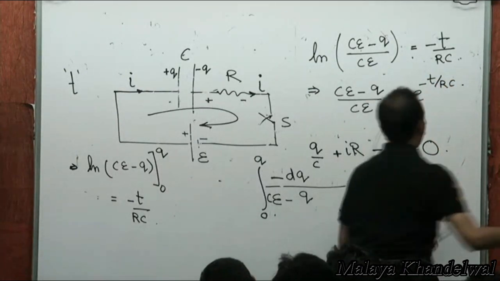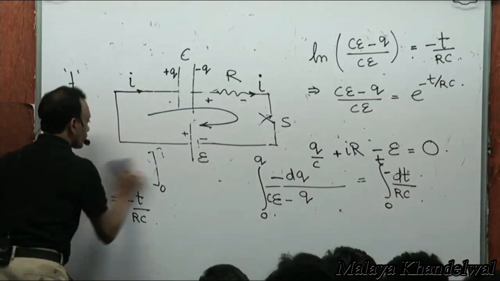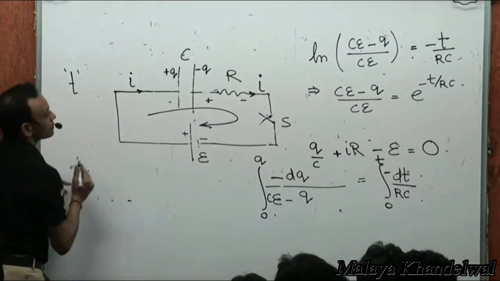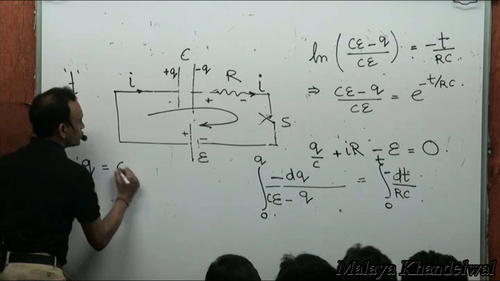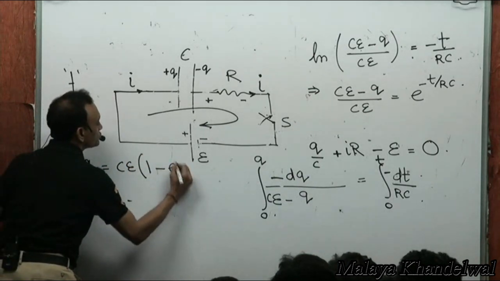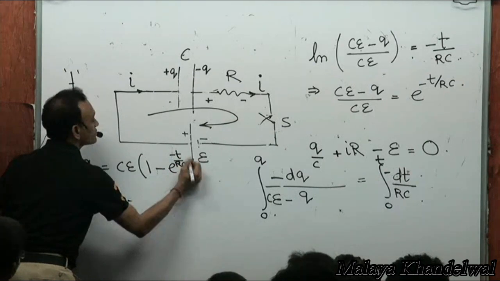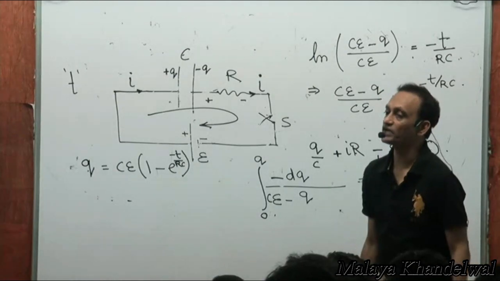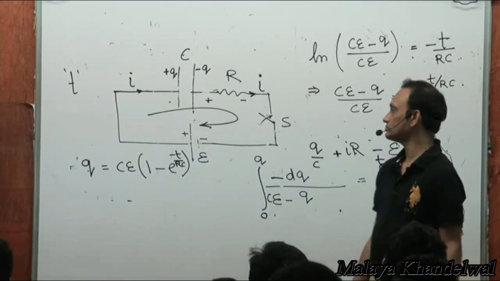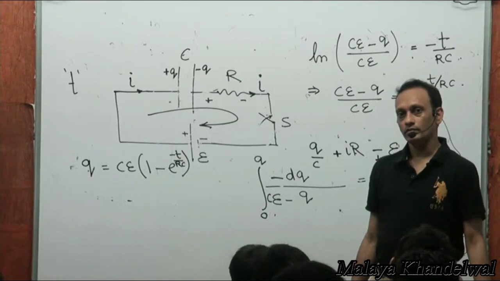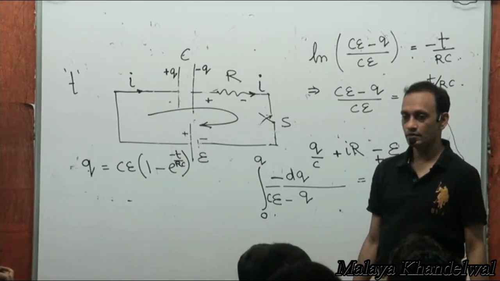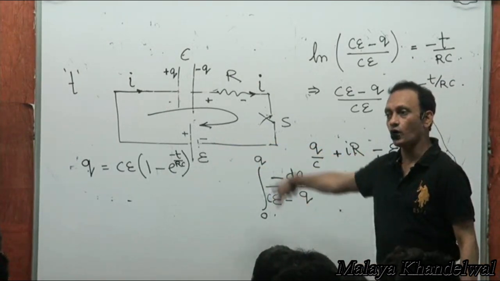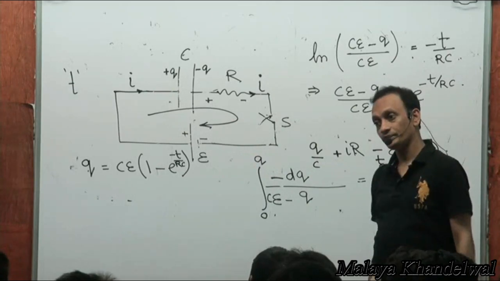This would give me, cross multiply, q equal to C epsilon into (1 minus e to the power minus t by RC) is what I end up getting. Q tends to CE. This is how Q varies with time. Right?